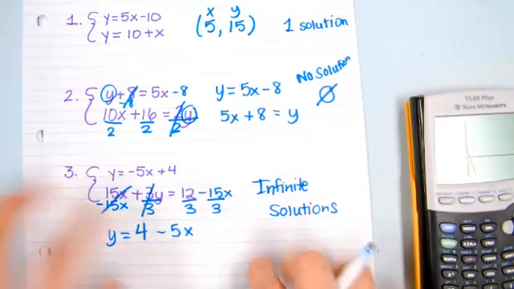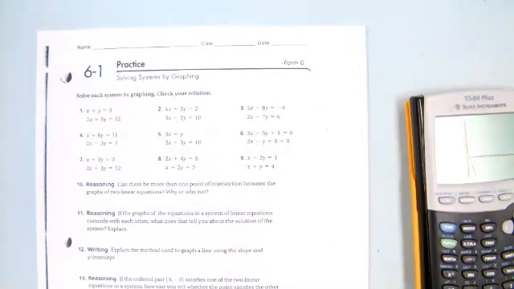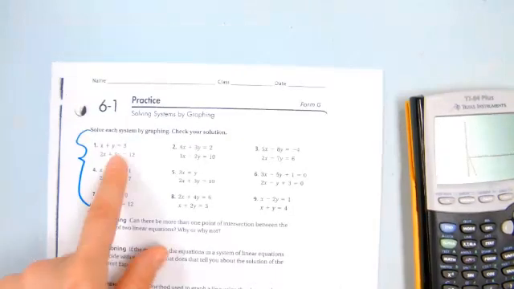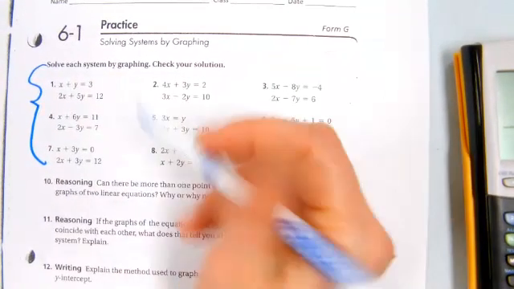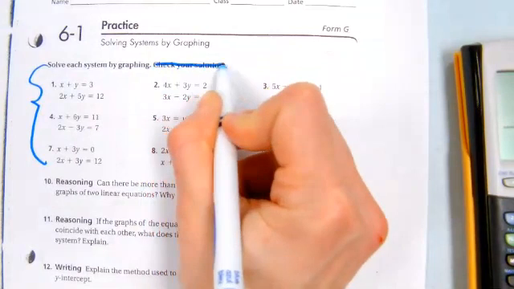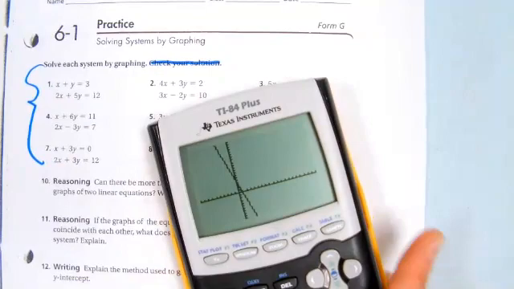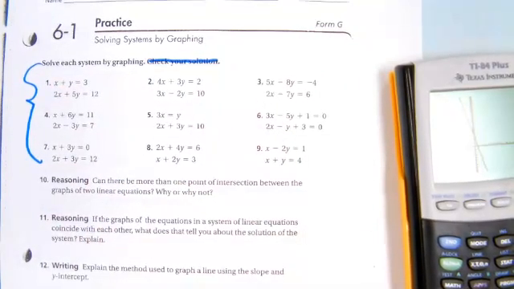Okay, make sure you staple this to 6-1. Now, the ones I want you to do is this section right here. All right, numbers 1 through 9. I want you to do those by graphing them in your calculator. You do not need to check your solution. You need to make sure they're in y equals, graph them in your calculator, and give me the solution. Give me the ordered pair for each one, or tell me it's no solution or whatever. You're not doing the rest of this side.